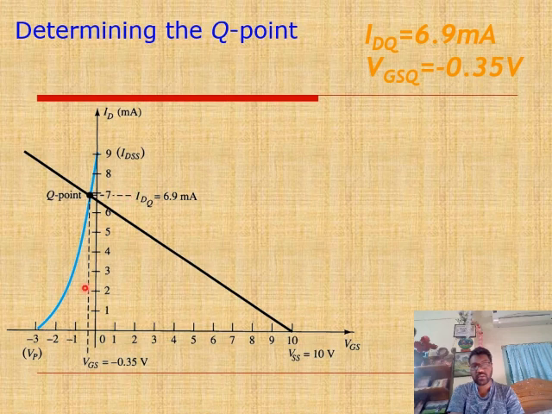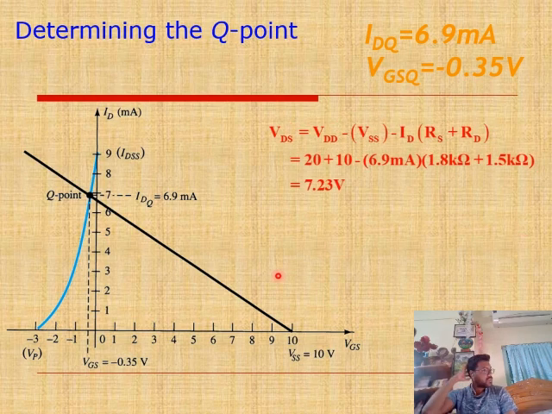So this is the equation. This is the transfer characteristics for the circuit given. This is the load line, and this is the Q point over here, where IDQ is 6.9 milliampere, that is here, just below the 7 milliampere line, and VGSQ, the gate to source voltage at the Q point, is -0.35 volt here.